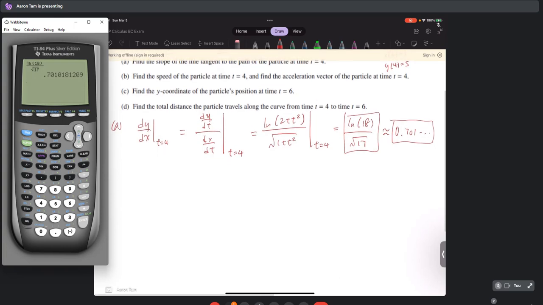Let's see. B. Find the speed of the particle at time t equal to 4 and find the acceleration vector at time t equal to 4. So that's a two-part question. So let's answer the first one first.